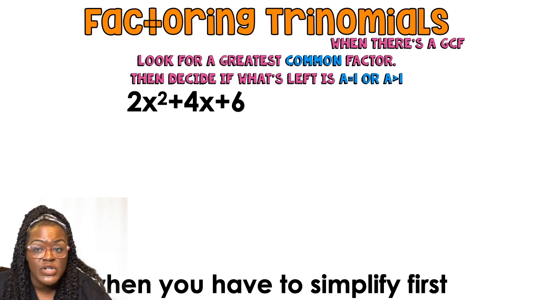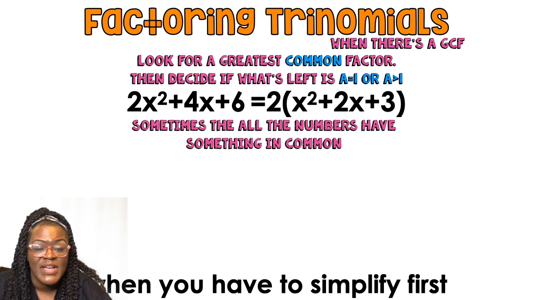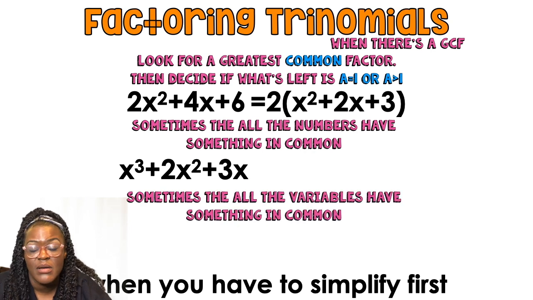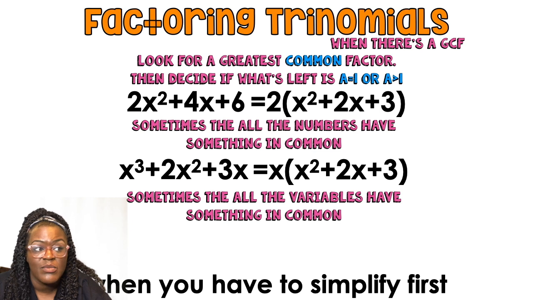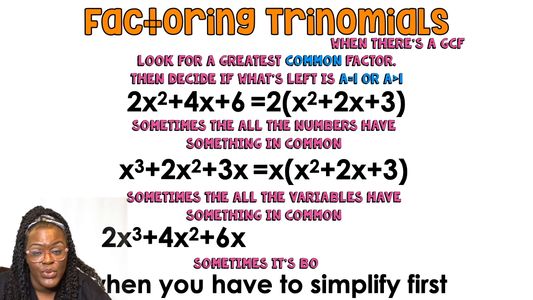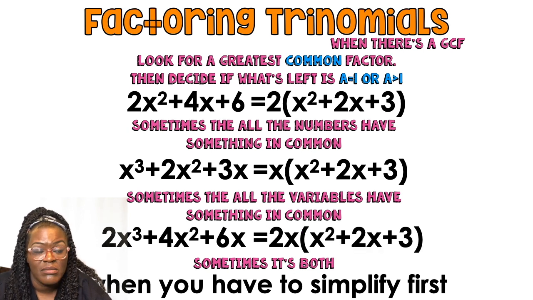Sometimes all the numbers have something in common, so I take out the common number, which is 2 in this case. Sometimes all the variables have something in common. So in this case, there's an x in common with everything. And then sometimes it's both, so you want to take out a number and a variable. Voila. These are the 3 different scenarios that you can look for. Just a number, just a variable, or a combination of both.